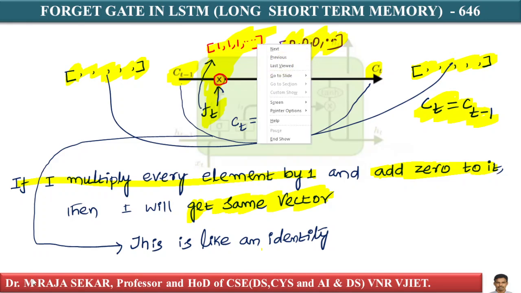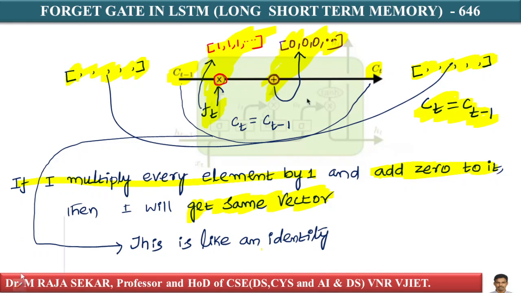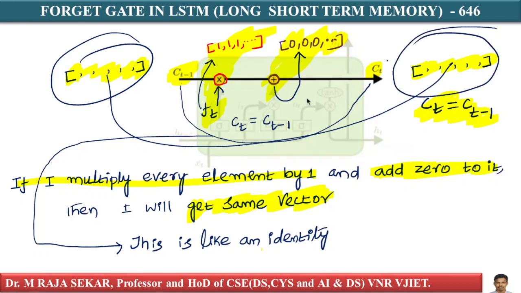Whatever I have here, the same thing will be copied. It means ct minus 1 is the same as ct. Whatever I have here is the same as this. What is that map? That map is known as the identity map.